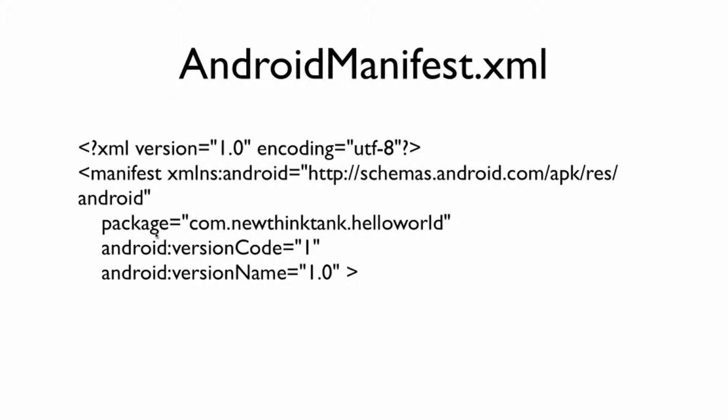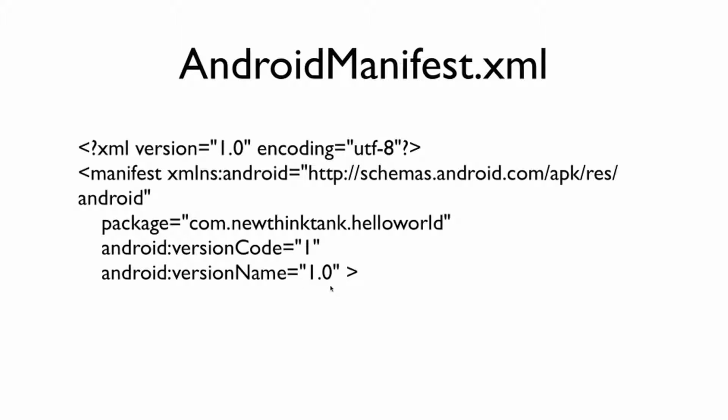But basically what we're defining here inside of package is just the package name for your app. Then what we're going to have here is the version code, and this is basically just used for whoever developed the application. It's just going to provide an easy way to track app versions as changes are being made.